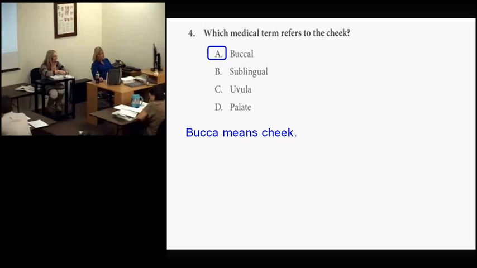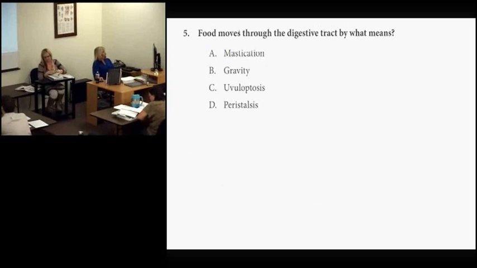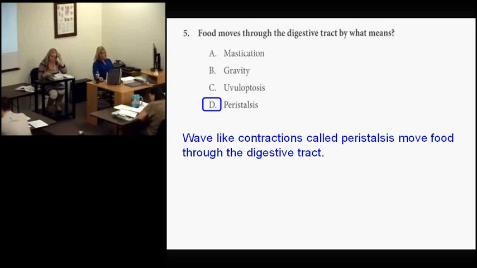Okay, so buccal means cheek. Buccal is relating to the cheek. Buccal swabs can be used for DNA testing. All right. Food moves through the digestive tract by what means? Peristalsis. Wave-like contractions called peristalsis move food through the digestive tract.